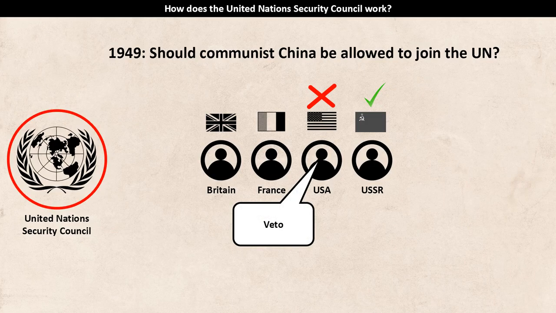Now at this point, the USSR got very angry and they walked out of the United Nations meetings. And they boycotted the UN because basically they wouldn't allow China to join. And so the USSR were not present. And that's a really, really important detail for explaining why the United Nations end up sending soldiers to South Korea.